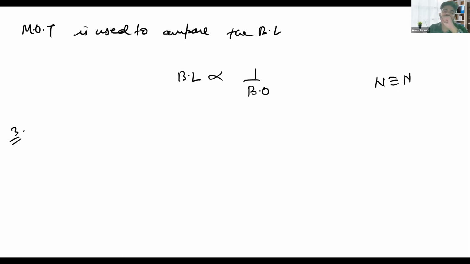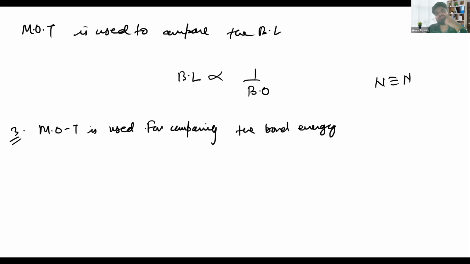Third application of this is that molecular orbital theory is used for comparing the bond energy or bond strength. Okay, it is also used for comparing the bond energy and bond length and stability.